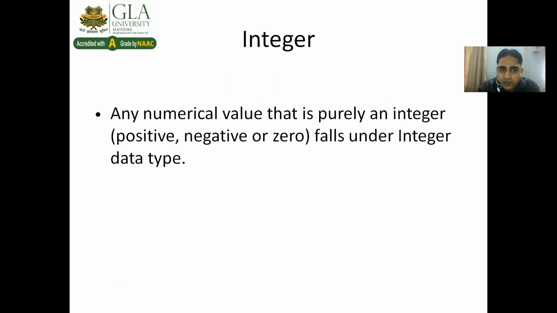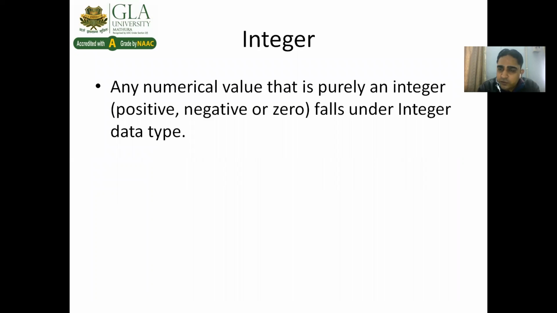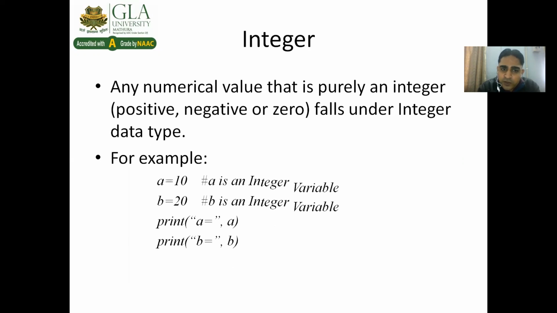Then we come across integer. Any numerical value that is purely an integer falls under the integer data type. It can be zero, a negative value, or a positive value, but it should be a pure integer value. For example, if I write a equal to 10, then 10 is an integer value assigned to variable a, so the data type of a is integer. 20 is an integer value assigned to b, so the data type of b will be integer.